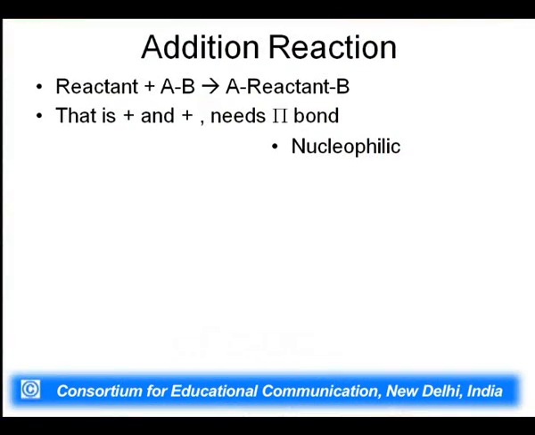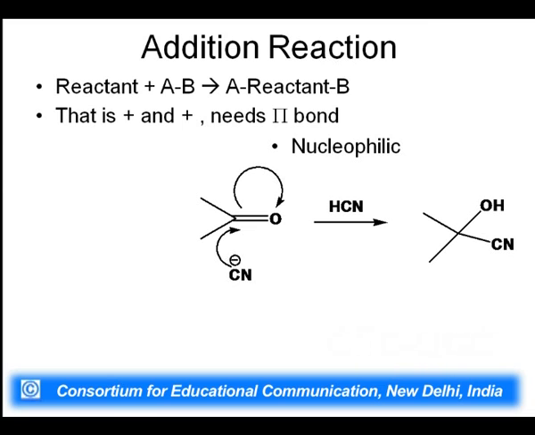So in this case, Br minus was getting added in the fast step and H plus, which is an electrophile, was added at the rate determining step, hence it was called an electrophilic addition reaction. What is a nucleophilic addition reaction? This is the nucleophilic addition reaction.